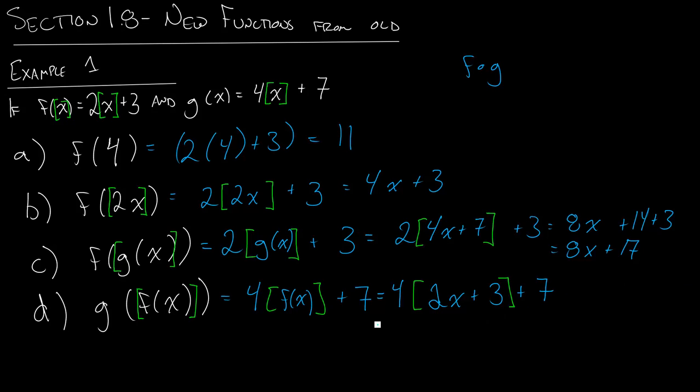Our final answer here will be 8x plus 12, because I still have to distribute, and plus 7, or 8x plus 19. Now notice that f of g of x, replacing the input of f with g of x, is not equal to g of f of x, where we're replacing the input of g with f of x. And that's usually going to be the case.